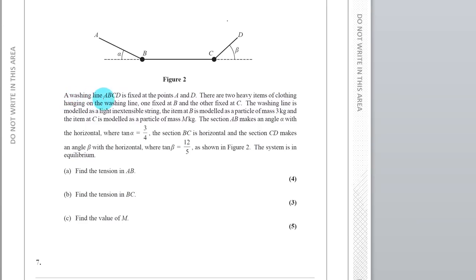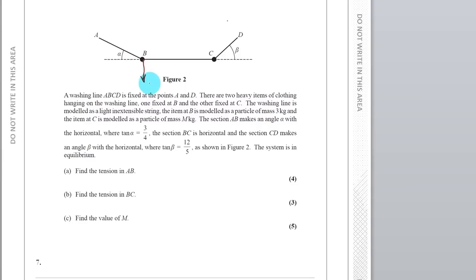A washing line A, B, C, D is fixed at the points A and D. So we have a fixation here, A and D. There are two heavy items of clothing hanging on the washing line, one fixed at B and the other fixed at C. The washing line is modeled as a light inextensible string. The item at B is modeled as a particle of mass 3 kilograms.